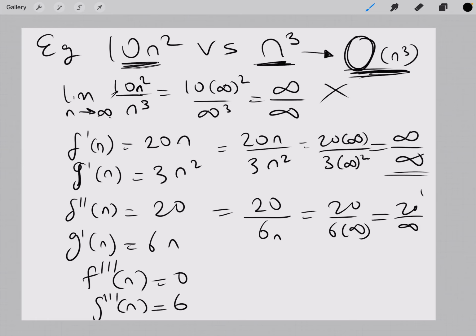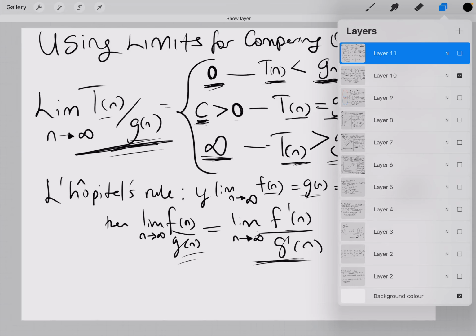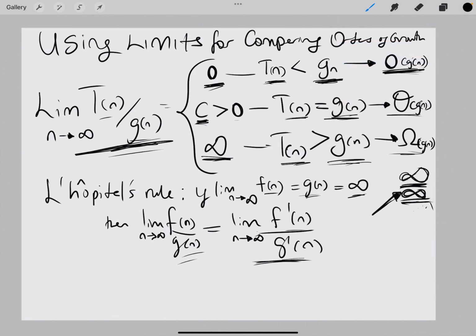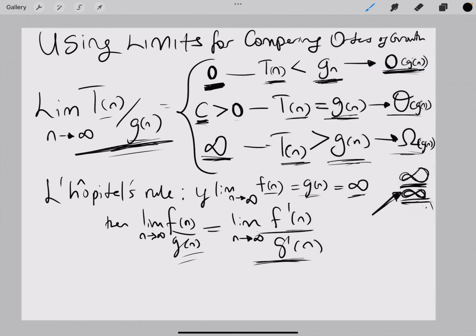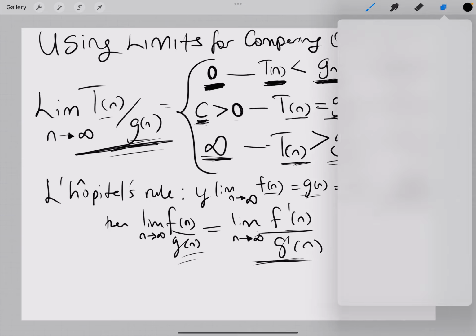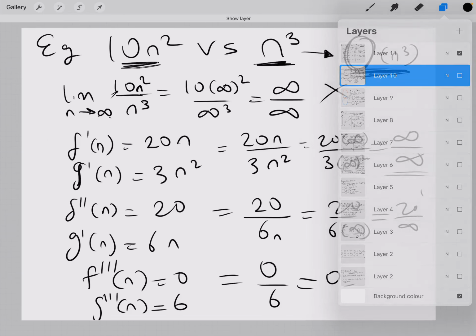So 0 divided by 6 is 0, and if you remember the previous thing we talked about, 0 says that the order of growth of t of n is less than the order of growth of g of n, and then that should be in the big O notation. And that's exactly what we've just used the limits to do.